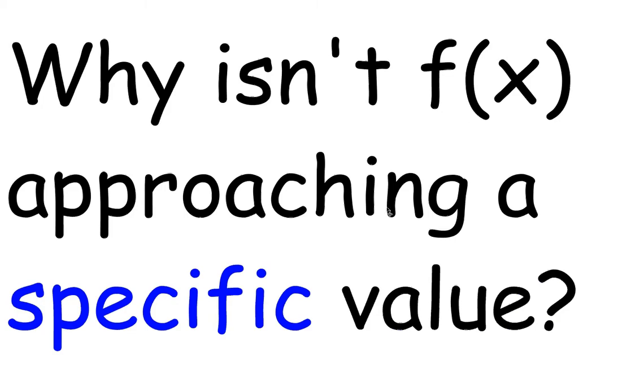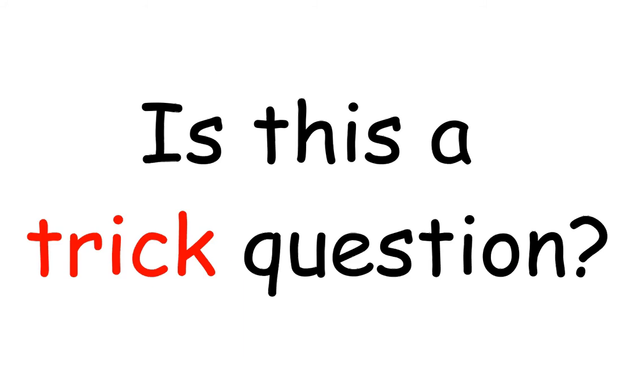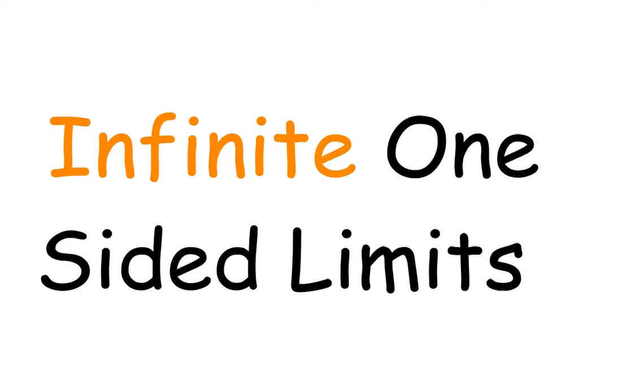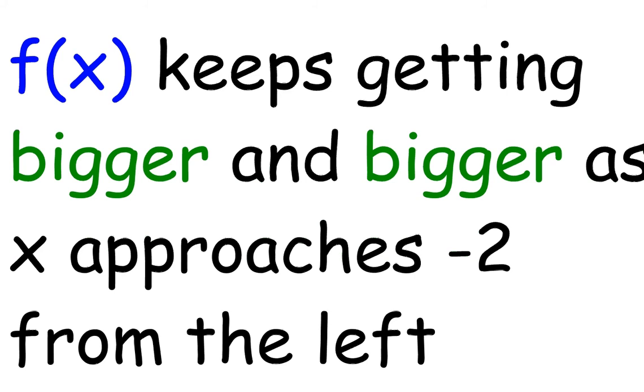So why isn't f of x approaching a specific value? And is this a quick trick question? Today we're going to be studying infinite one-sided limits. This key word here, infinite, should be a pretty good clue as to what the answer is going to be for today. f of x keeps getting bigger and bigger as x approaches -2 from the left.